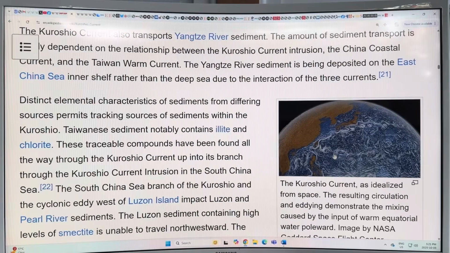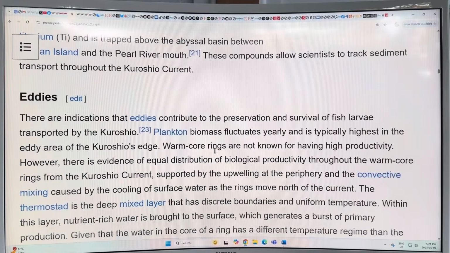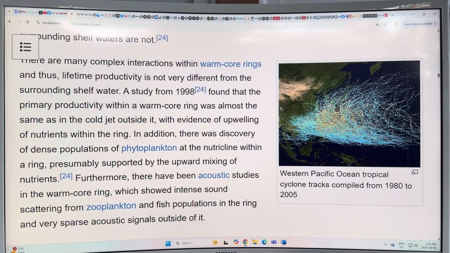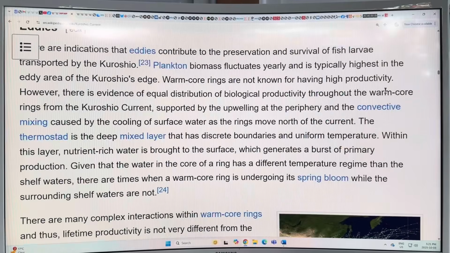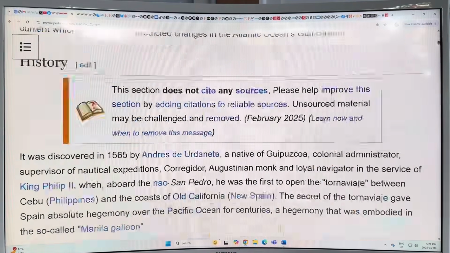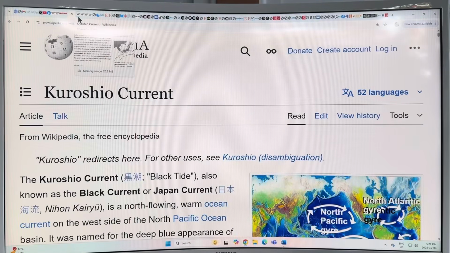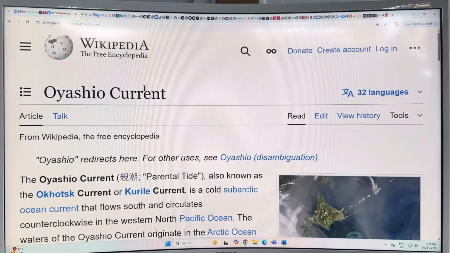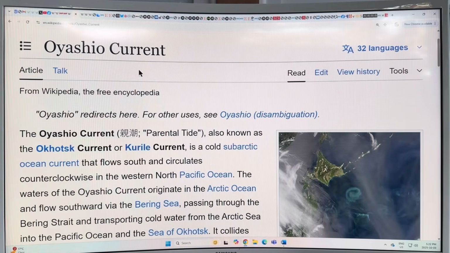This is a good site, a good NASA visualization of the ocean currents. It's a beautiful display if you watch it and listen to the music associated with it. I think that video's still up. Tropical cyclone tracks, and so on. All these things are connected to the Kuroshio Current. Okay, so it's a really good site. And then I looked at the Wikipedia sites on these other subcurrents, and some of them are there, some of them are not.